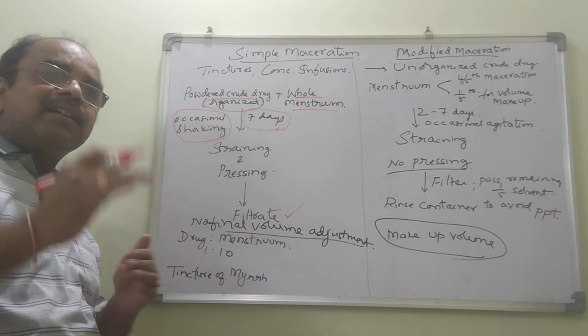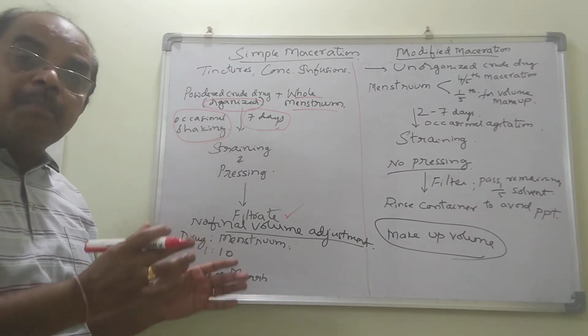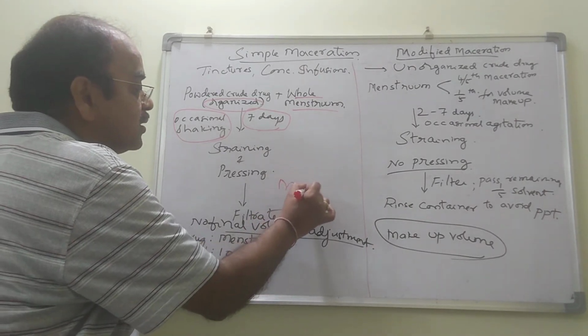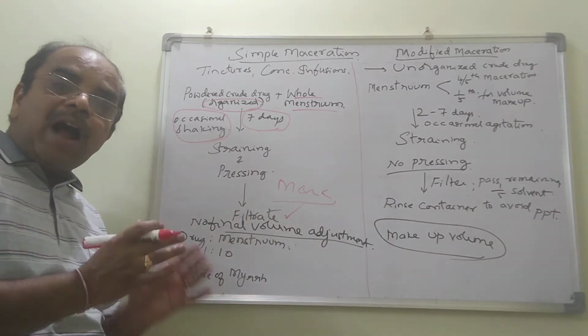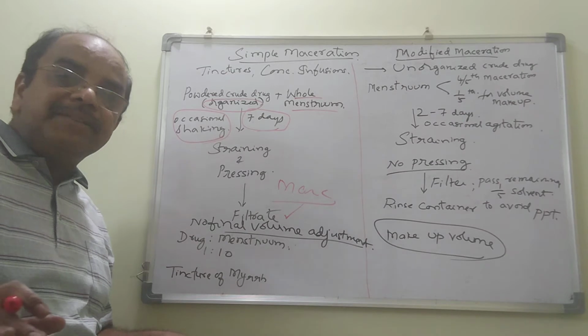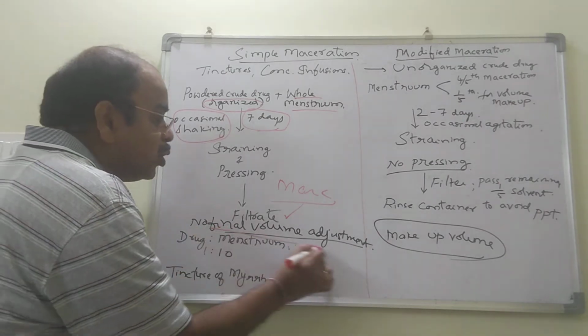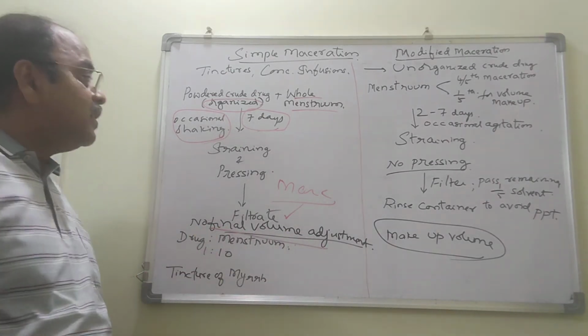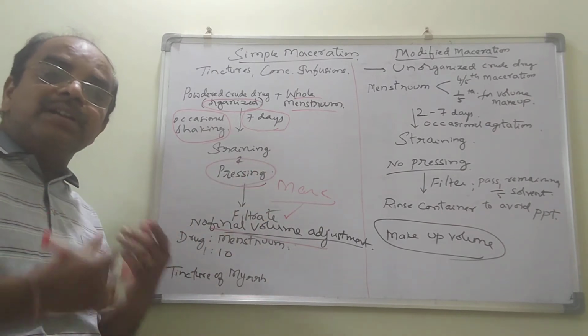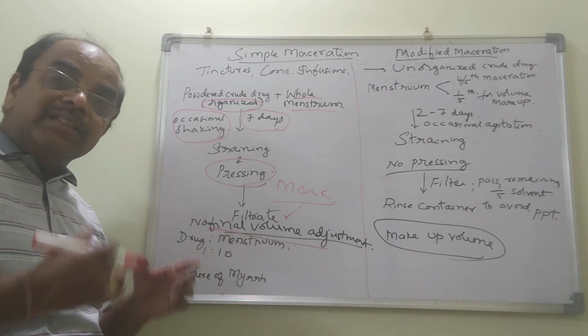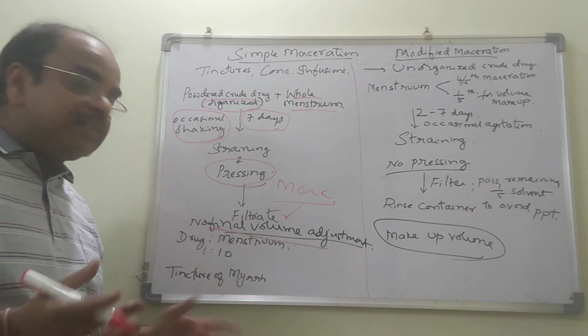Separate the filtrate and separate the marc. What is marc? M-A-R-C. That is the residue left over after the extraction process is completed. Here, no final volume adjustment. Why? Depending upon the pressing method, the solution coming out may be different. If you adjust the final volume, the strength of the solution may be varying, right?